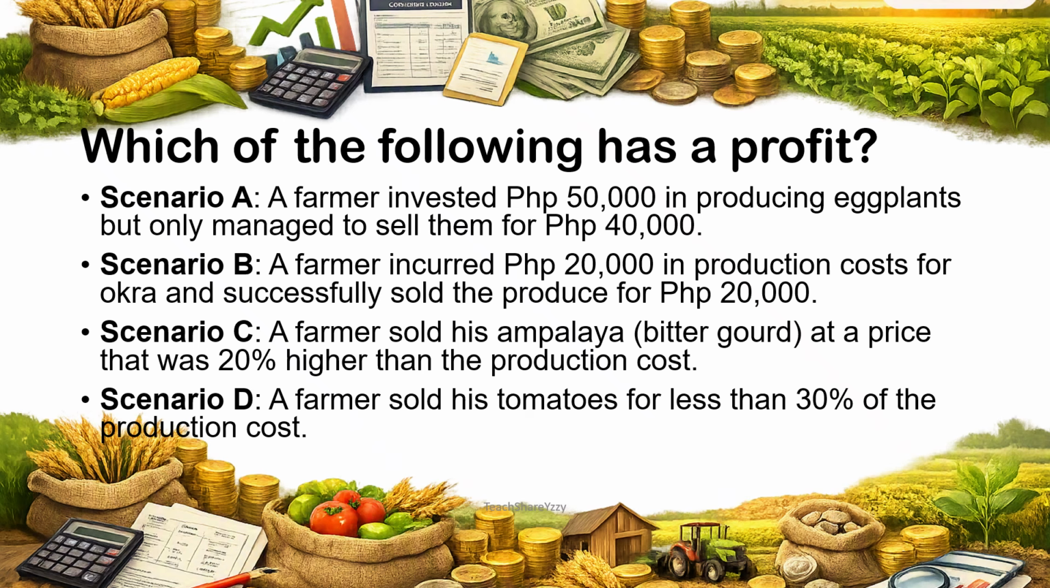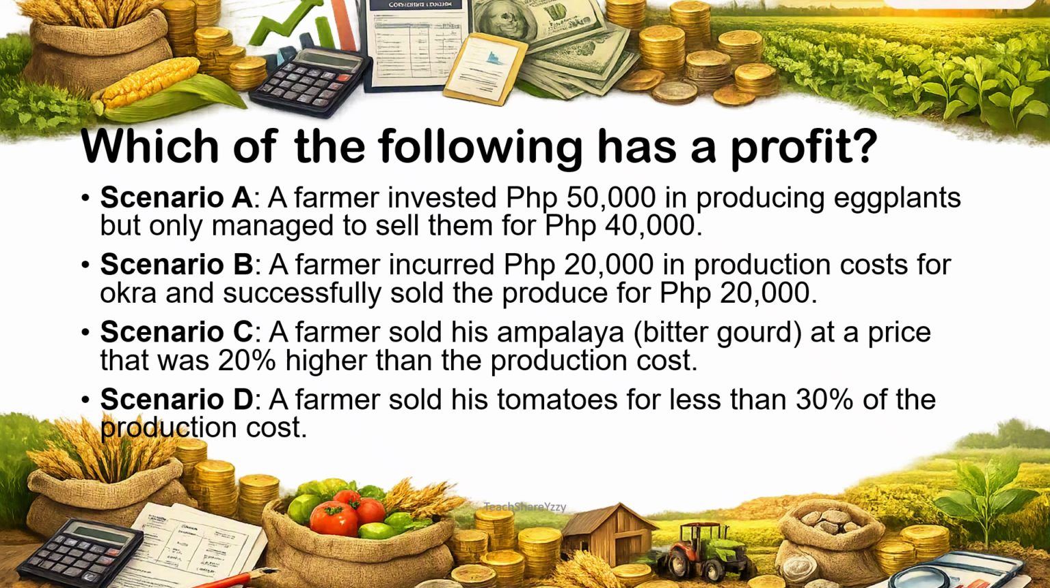Let's analyze the scenarios. Scenario A: a farmer invested 50,000 pesos in eggplants, but only sold them for 40,000 pesos. That's a loss of 10,000 pesos. Scenario B: a farmer spent 20,000 pesos on okra and sold them for 20,000 pesos. That's break even, no profit, no loss.